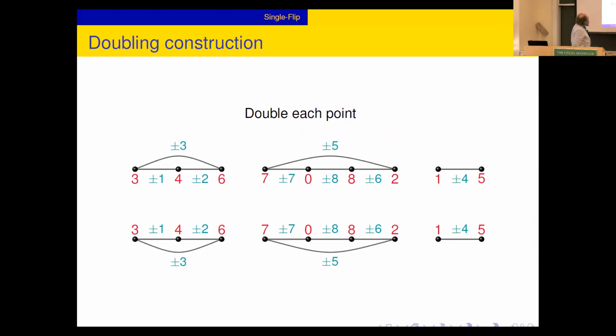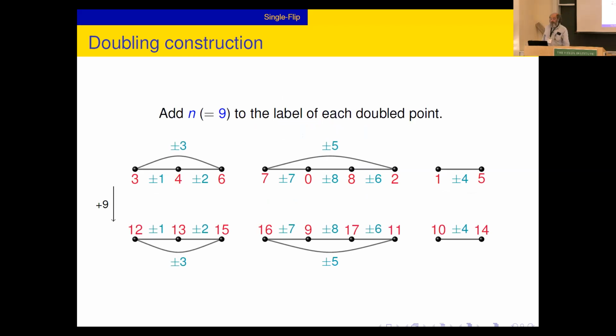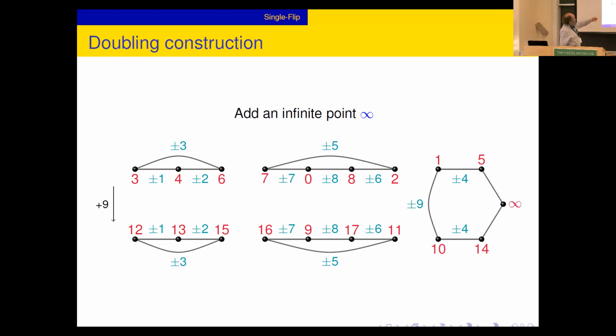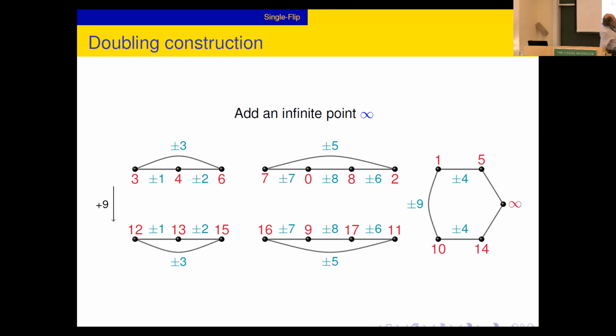Okay, there we go. We're going to double each point. Right. Then we're going to add 9 to every point on the bottom part. Now that doesn't change any of the differences, of course. And now what have we got? Well, actually, wait a minute. Yeah, one more step. So we're going to add an infinite point and join up the 1 and the 10.